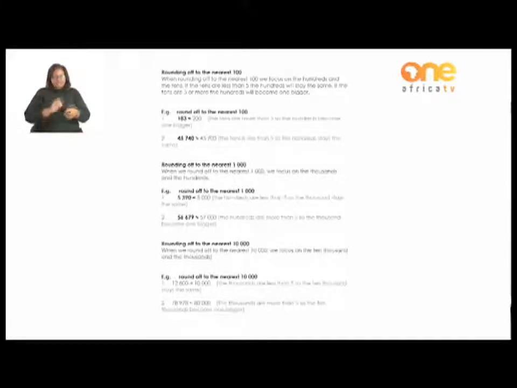Number 2, quite a big number. 78,978, rounded off to the nearest 10,000. Let's read what we said in brackets. The thousands are more than 5, so the 10,000s become 1 bigger. We find our 1,000, we see it is an 8, that is more than 5, and that can change my 10,000. So my 10,000 becomes 1 bigger, and when I round it off, then it becomes 80,000.